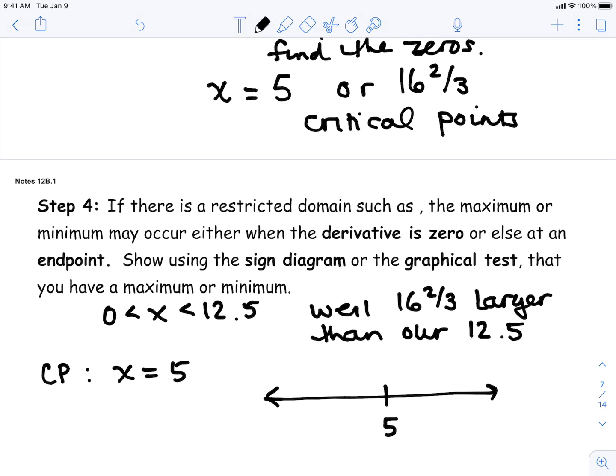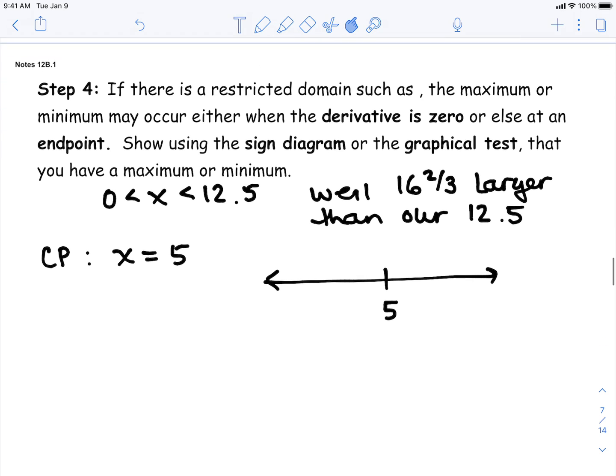So here's 5, and we would want to test something to the right, and we would get a negative, and something to the left, and we would get a positive. And then we'd have 12.5 was our maximum, and then 0 is our minimum. So we couldn't go higher than this, and we couldn't go lower than that. So let me show you how you find that positive or negative.